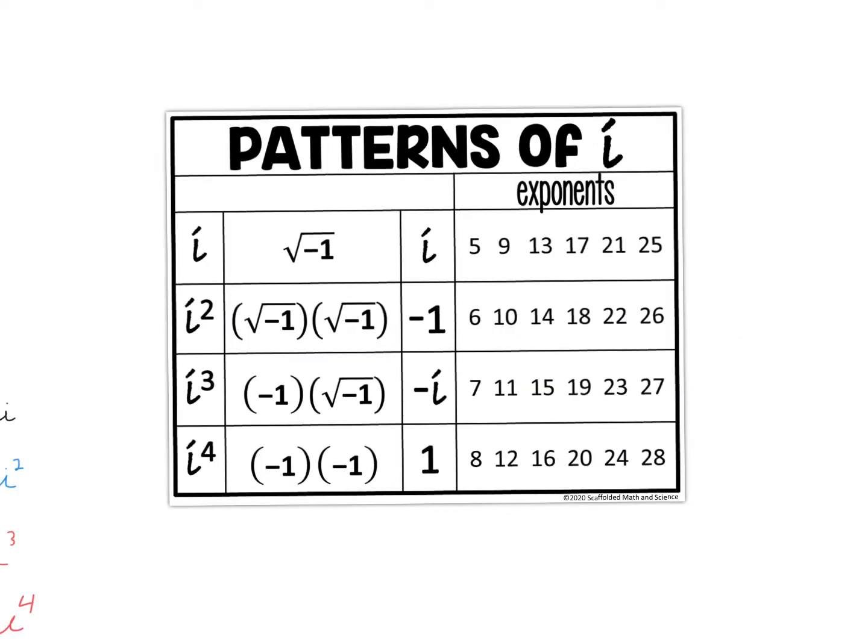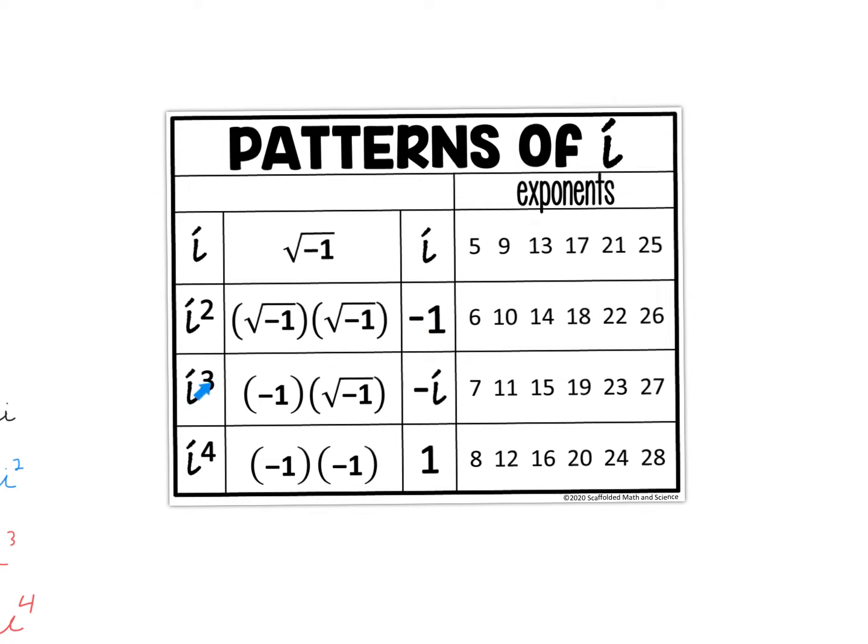Okay, let's start by taking a look at this table. This is the patterns of i. First, let's be sure we understand that the square root of negative 1 is what we call i. And we can also say, therefore, that i to the 1 power is equal to i. Now, i squared will be made up of i times i, which is the square root of negative 1 times the square root of negative 1. And that, of course, equals negative 1. So we call i squared negative 1.